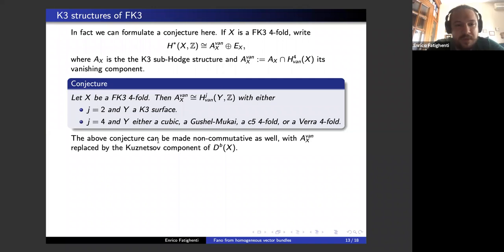Suppose we have a Fano fourfold, a Fano K3 fourfold, FK3. Then we believe that this vanishing Hodge substructure has to be isomorphic to the vanishing component of the A_J of a certain Y. And then we think there exist only 2 possibilities. Either J is equal to 2 and Y in fact is an actual K3 surface, or J is equal to 4 and Y is either a cubic, a Gushel-Mukai, or a Debarre fourfold.